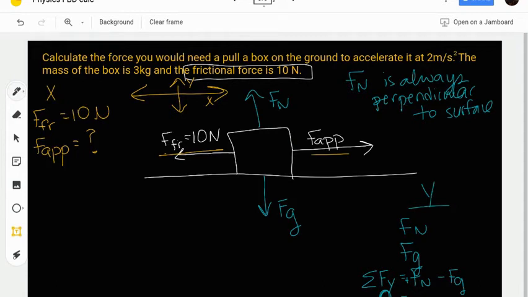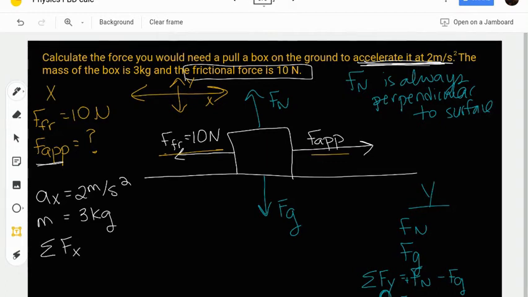You are looking for your acceleration. You have your acceleration. You are looking for the force you need to pull it. So you're looking for your force applied. What you have is your acceleration in the x direction, which is 2 meters per second squared, and you have a mass. Your formula for this, there's 2 of them, summation of forces in the x direction. So you have force applied, which would be positive because it's moving in the positive x, and force of friction, which is moving in the negative direction, so it would be negative.